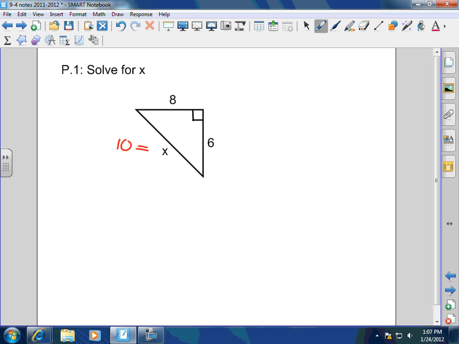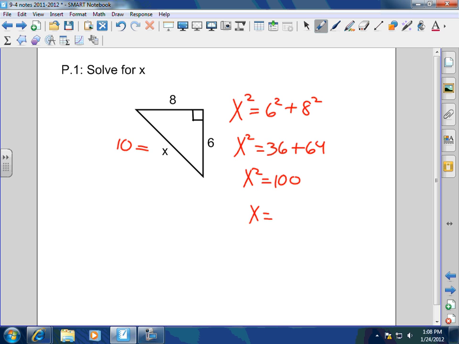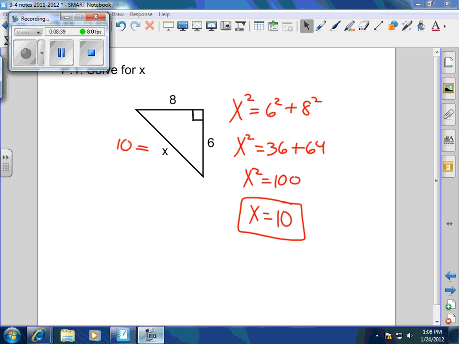No worries. Very good. X squared equals 6 squared plus 8 squared. So x squared is 36 plus 64. So x squared equals 100. So x equals plus or minus 10, but you're only using the positive because you cannot have a side of a polygon that is negative. Does that make sense, gentlemen? Yep.